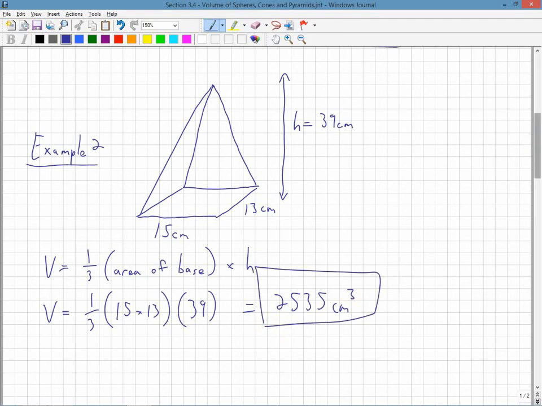And they'll always give you the height. It might be outside, or they might give you the height on the inside, showing a little 3-dimension, or a right angle to show that the height is going straight from the tip right down to the middle of the base. So either the height will be on the outside, or it could be on the inside like that.